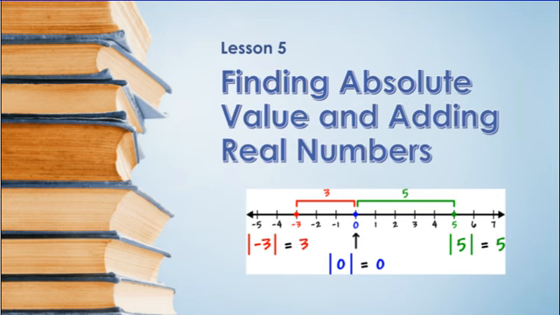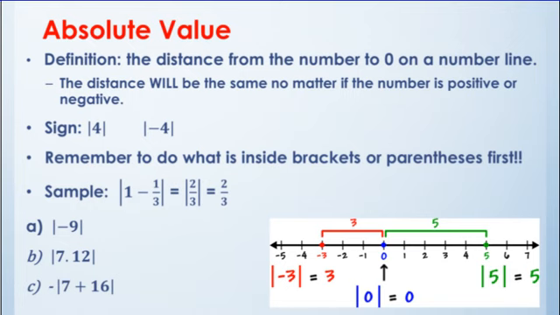Lesson 5, finding absolute value and adding real numbers. So what is absolute value? Absolute value is the distance from 0 on a number line. So the distance is always going to be a positive number no matter what.